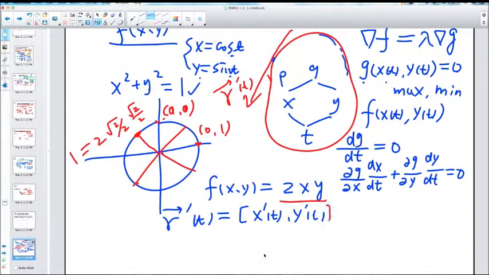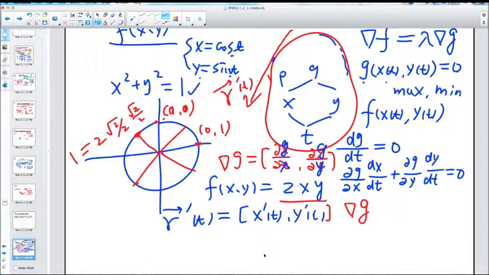And then you can rewrite this as the gradient of g dotted with r prime. I'm sorry, the gradient is partial g partial x, partial g partial y, and this equals 0. In geometry, what does that mean? That simply means this is your gradient direction and this is the tangent direction. The dot product equals 0, so you know they are perpendicular.